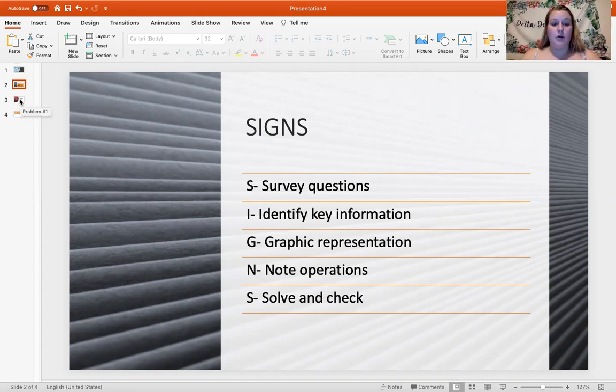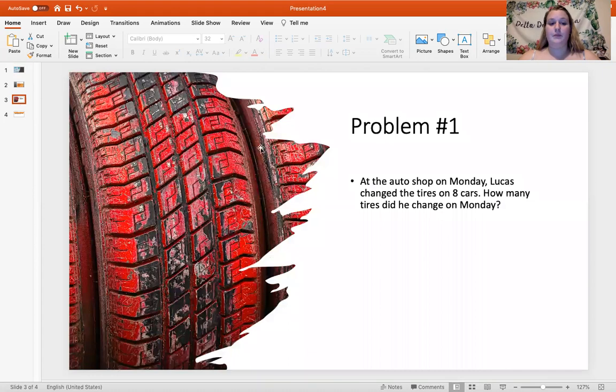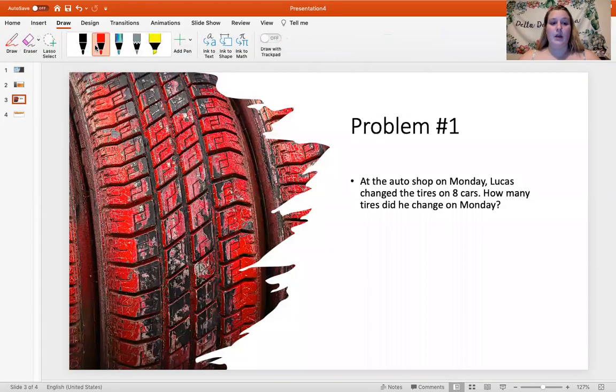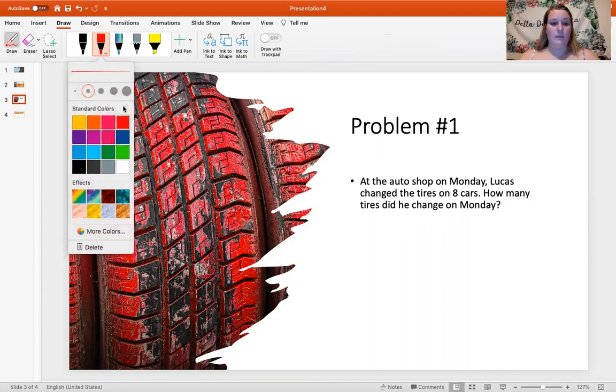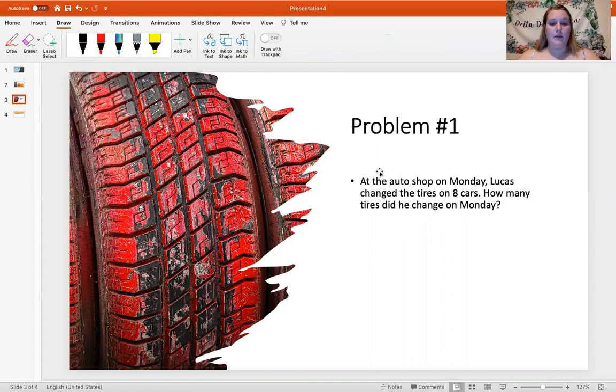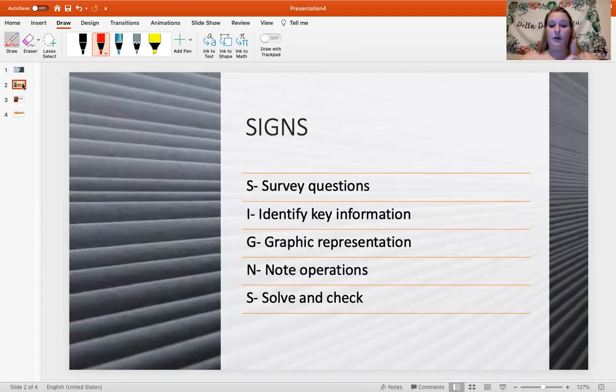So for the first one, we're going to survey our question. At the auto shop on Mondays, Lucas changes the tires on 8 cars. How many tires did he change on Monday? So now we've surveyed our question.